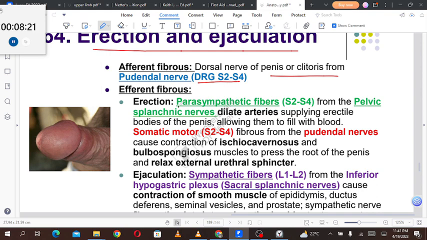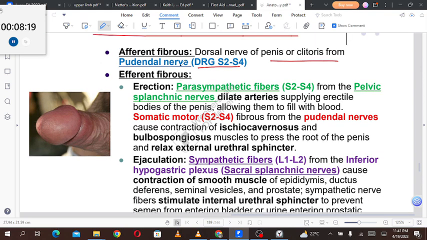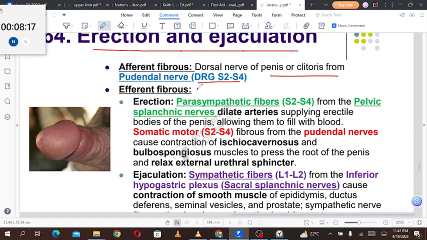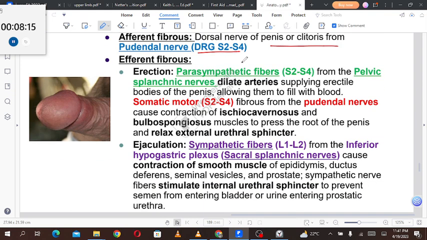The efferent fibers. We are talking about the parasympathetic nerve supply, right? Okay, so efferent fibers, the parasympathetic nerve supply will cause erection. So parasympathetic fibers from the pelvic splanchnic nerves dilate the arteries supplying the erectile bodies of the penis, allowing them to fill with blood. Somatic motor fibers, S2 to S4 fibers from the pudendal nerve, cause the contraction of the ischiocavernosus and the bulbospongiosus muscle to press the root of the penis and relax the external urethral sphincter.